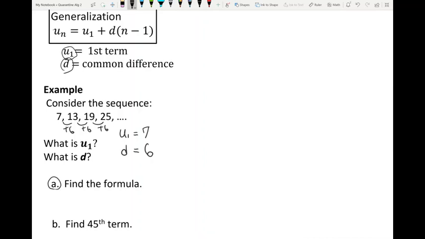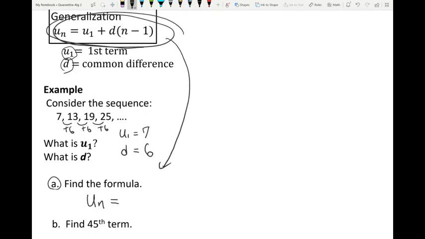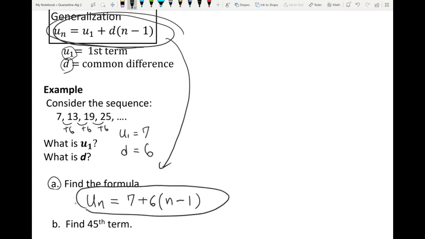So the first question will be, find the formula, letter A. Can you write the equation or formula? It will be un equals, here is the formula that we need to apply. It's going to be u1, which is 7, plus d, which is 6, parentheses, n minus 1. That's the answer for letter A.